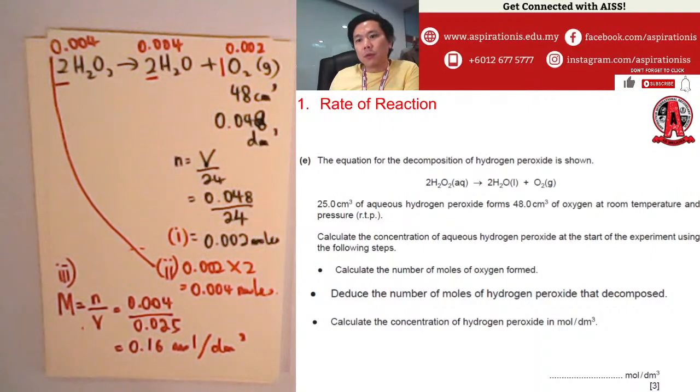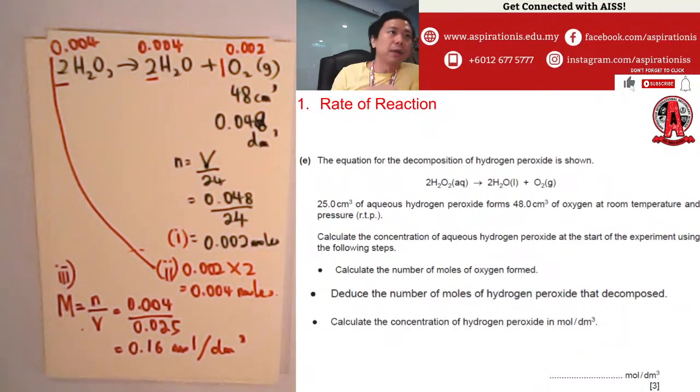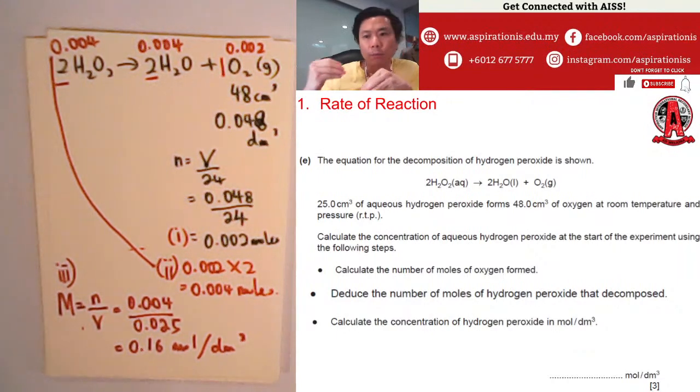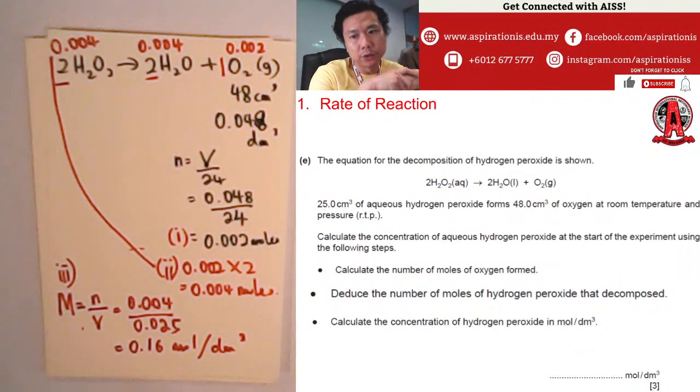The formula only works with decimeter cube, Ian. There is no formula that I have taught you that works with centimeter cube. All the formulas that I've taught you work with only decimeter cube. So when you want to convert to decimeter cube from centimeter cube, you've got to divide that by 1,000.